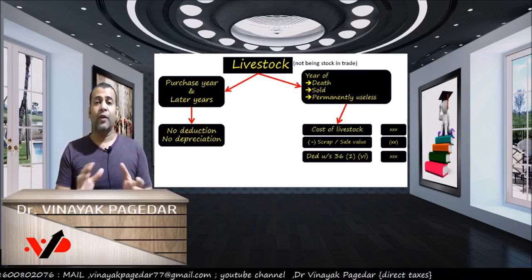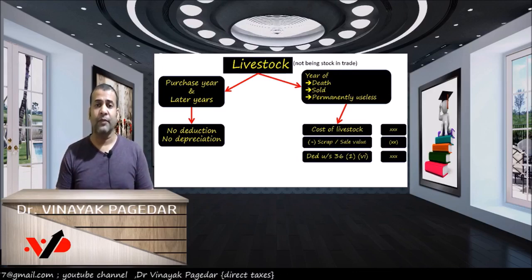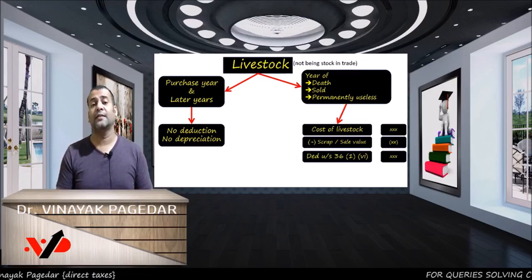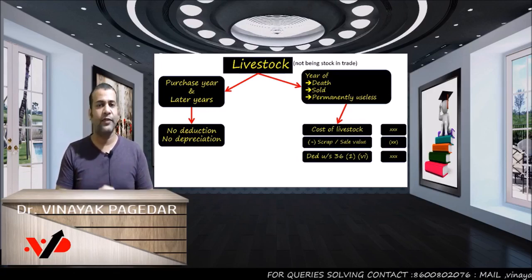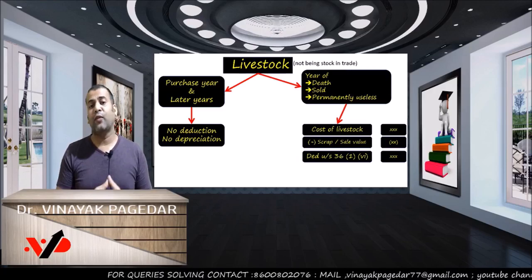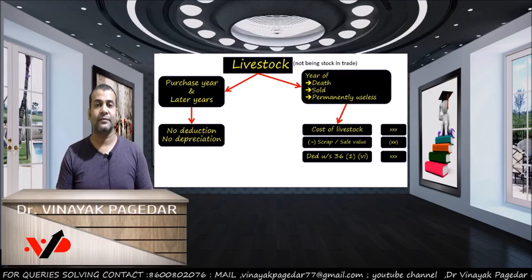So, let us say the buffalo cost you 50,000 rupees when you purchased it. When the buffalo died, the leather factory people come, they take the carcass and they pay you 2,000 for that carcass. That 2,000 is indeed the scrap value. So the net loss which you've suffered on the death of the buffalo is the cost 50,000 minus the 2,000 you recovered. So the net loss is 48,000, and that 48,000 is a deduction under section 36(1)(vi).